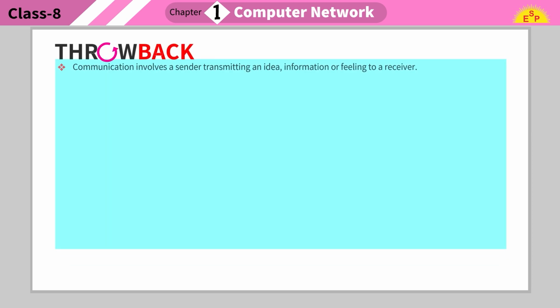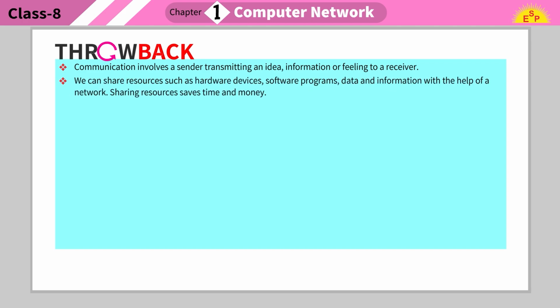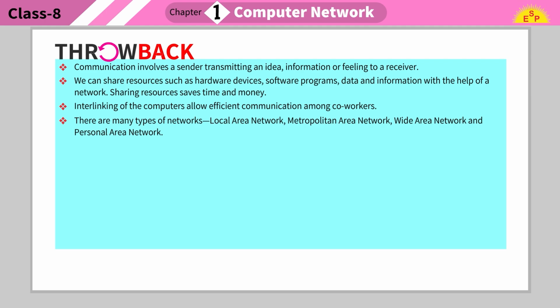Throwback. Communication involves a sender transmitting an idea, information or feeling to a receiver. We can share resources such as hardware devices, software programs, data and information with the help of a network. Sharing resources saves time and money. Interlinking of the computers allows efficient communication among coworkers. There are many types of networks: local area network, metropolitan area network, wide area network and personal area network.